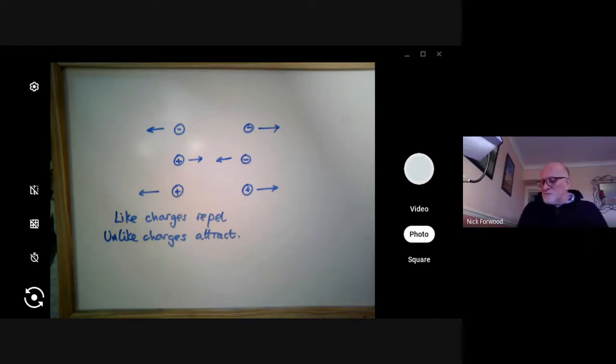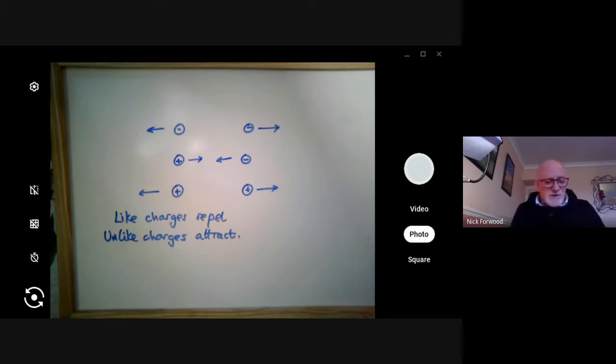Now, neutral objects don't have a charge, so they don't do any attracting or repelling at all. It's only things that have a charge that actually have this going on. So if I had two neutral objects, they wouldn't do anything. They just sit there doing absolutely nothing. And most atoms are neutral and they don't do anything. They don't repel each other. They don't attract each other.